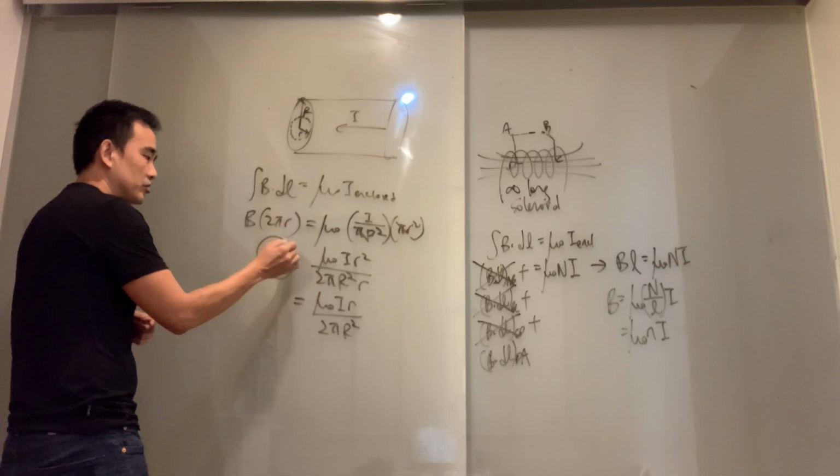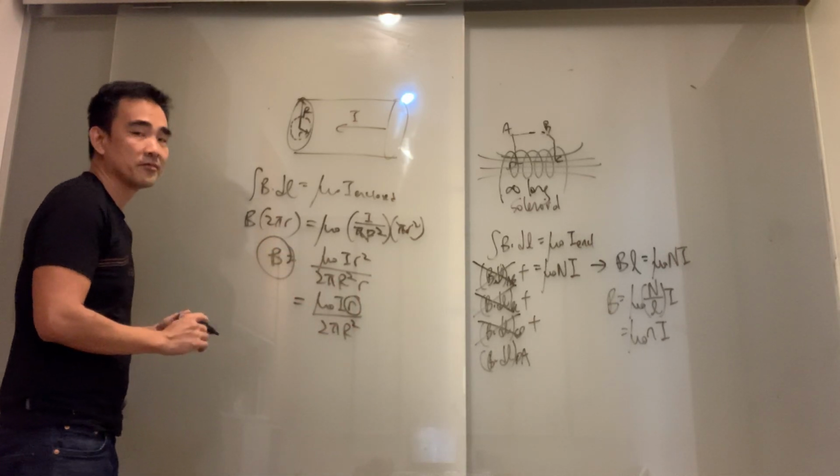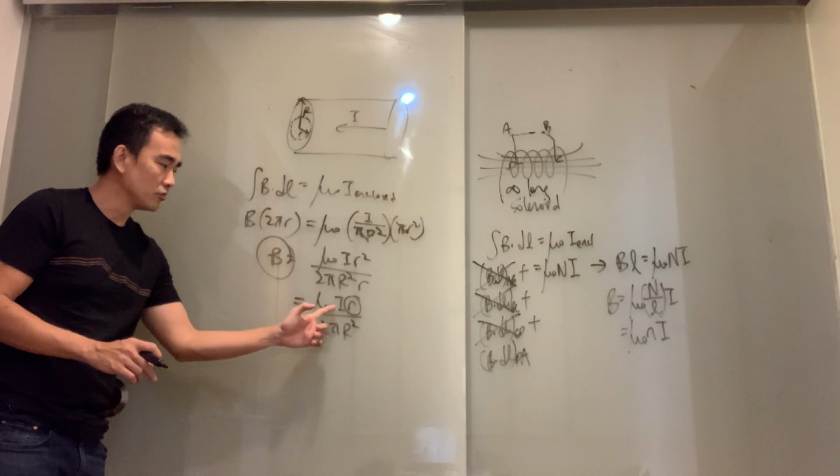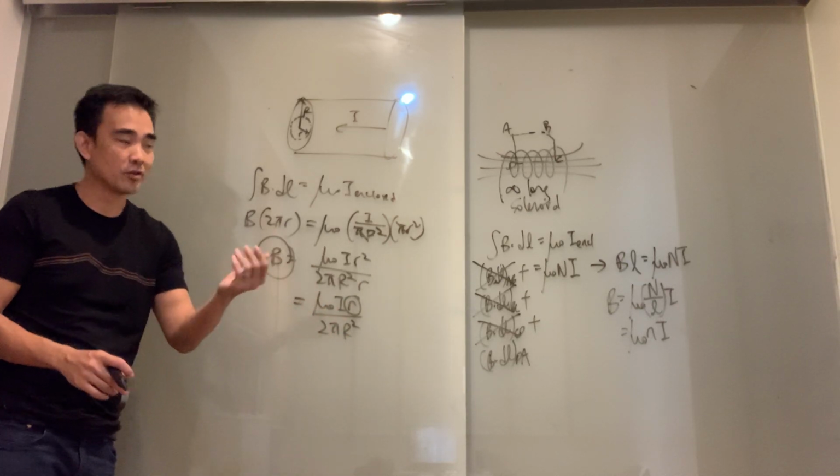So the B actually increases uniformly with small r. Now when small r equals big R, can you see that it will be mu naught I upon 2 pi R, which is what we got just now.